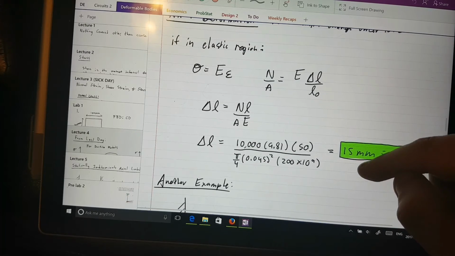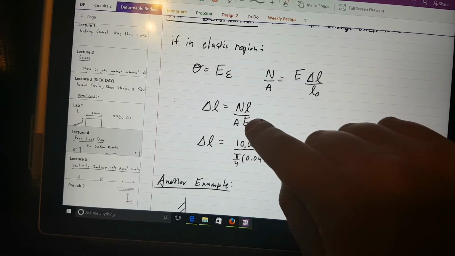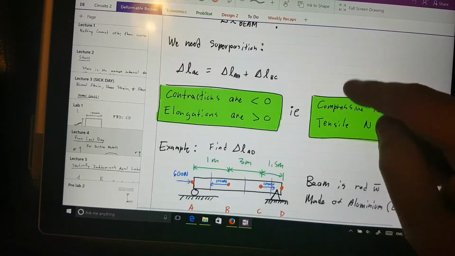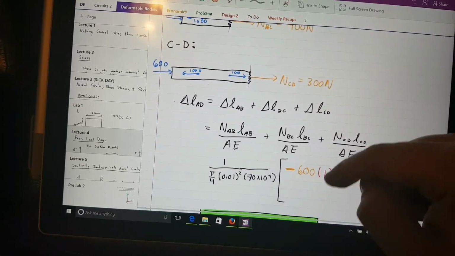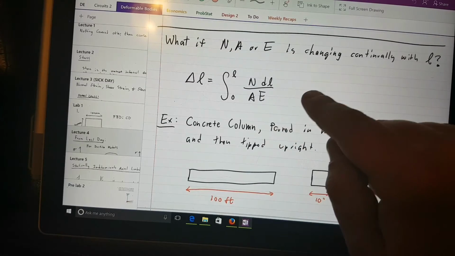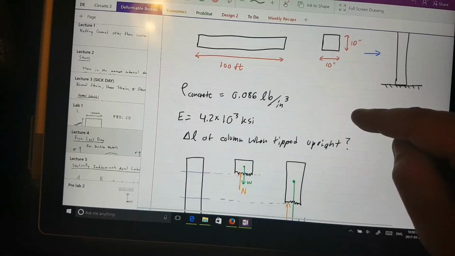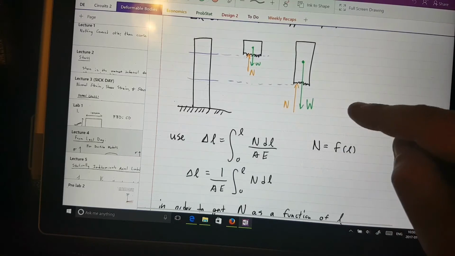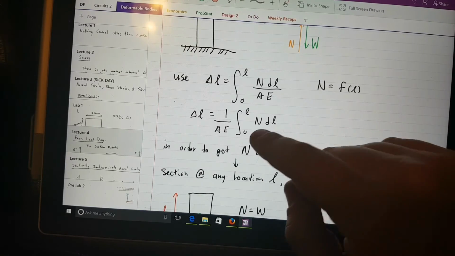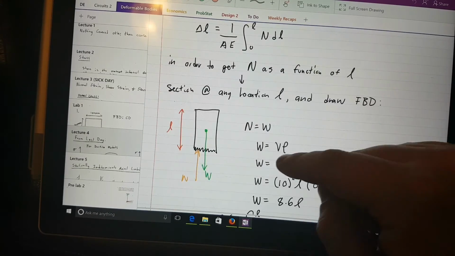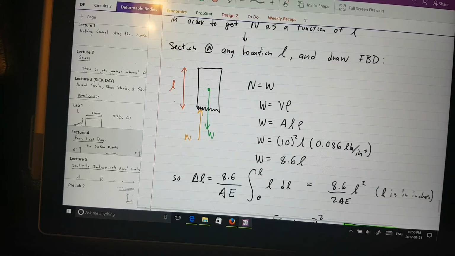Axial deformation. So the change in length is going to be normal force times the length over AE. That one's not too bad. But there's also an integral form. This is if the force is being applied like a gradient, right? So you need to find a way that N gets to be a function of L. So you're basically setting up a calculus problem.